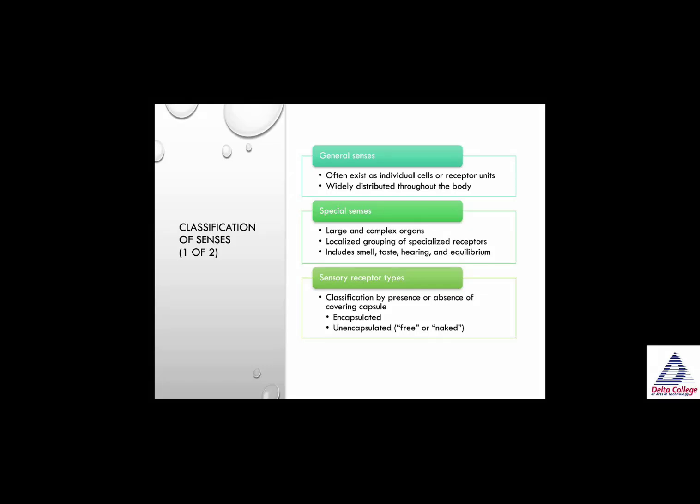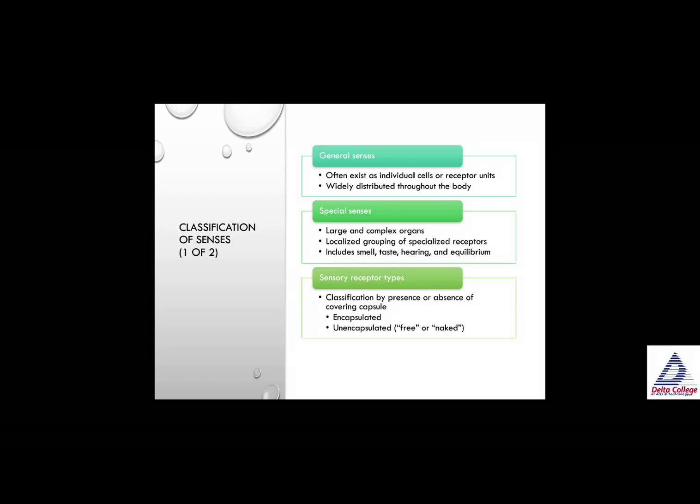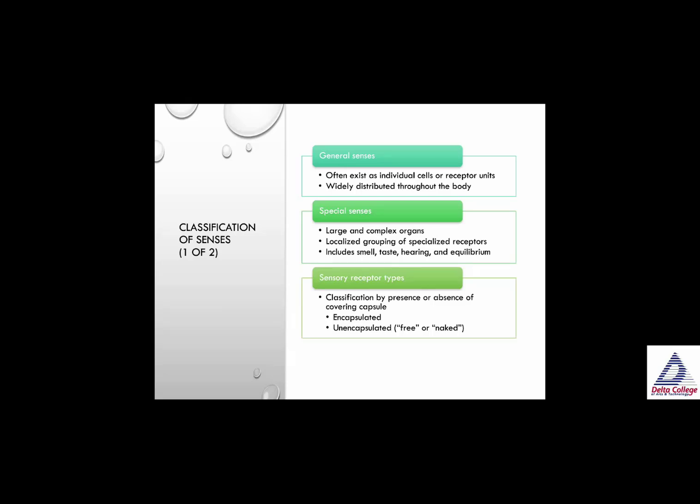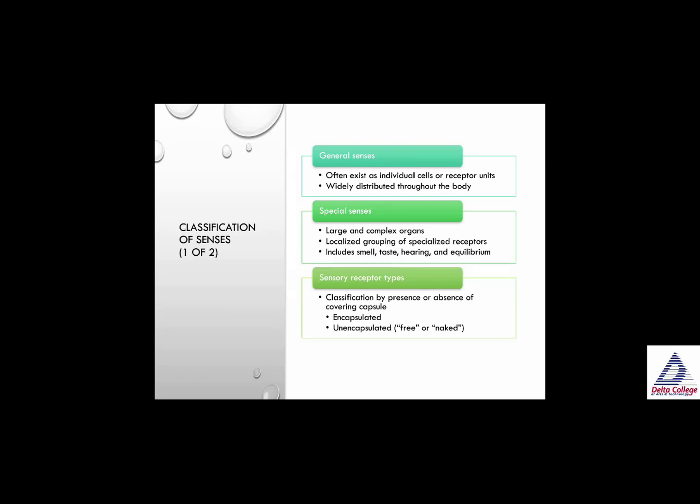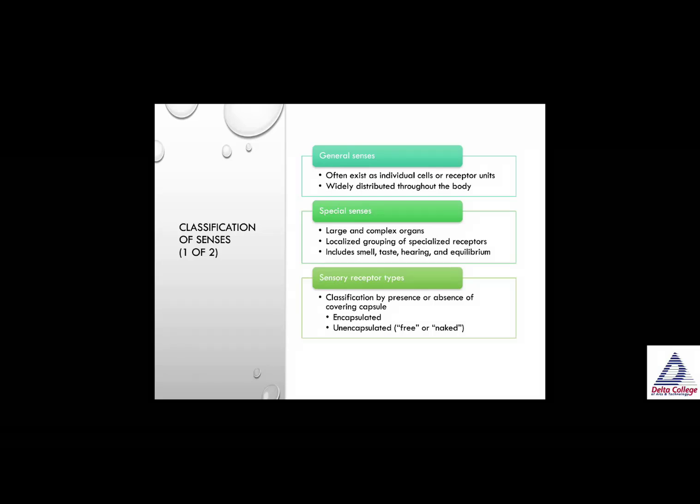So, classifications. We have general senses and special senses. General senses often exist as individual cells or receptor units, widely distributed throughout the body. Special senses are large and complex organs. These are a localized grouping of specialized receptors, and this includes smell, taste, hearing, and equilibrium.